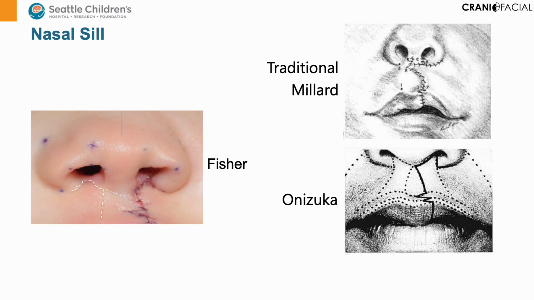With the fissure repair, the adjustment for that change in shape is inherent in the system of marking, whereas for a traditional Millard, it doesn't follow that anatomic subunit contour. And so if folks are doing Millard repairs, it may be worthwhile considering a modification such as that proposed by Onizuka.